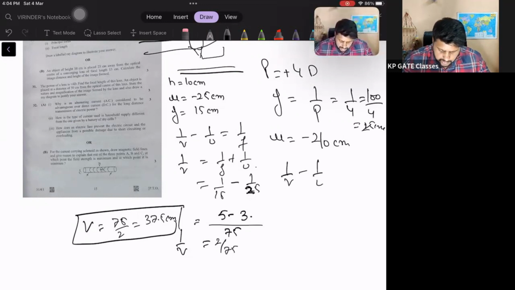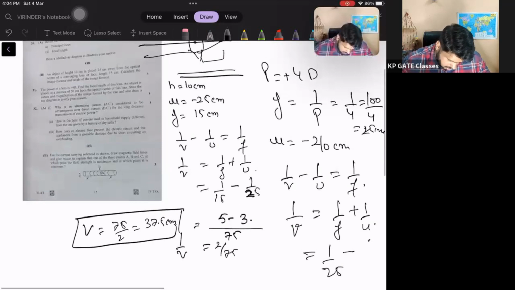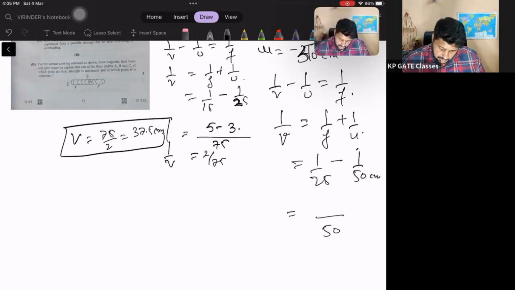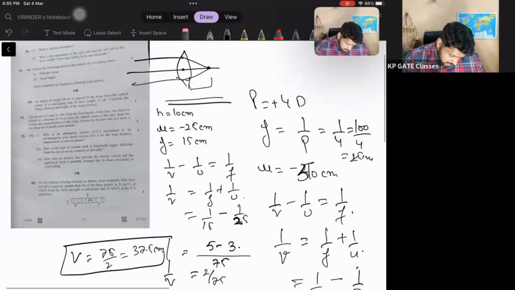Again, apply 1 by V minus 1 by U is equal to 1 by F. So you have to calculate 1 by F plus 1 by U. So 1 by 25 minus, U is 50 centimeters, 1 by 50. So here our LCM will be equal to 50. So this will be equal to 2 minus 1 by 50. So V will be equal to 50 centimeter. So this is the answer of question number 31.